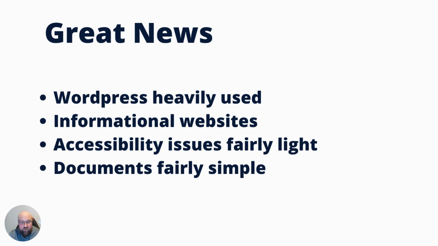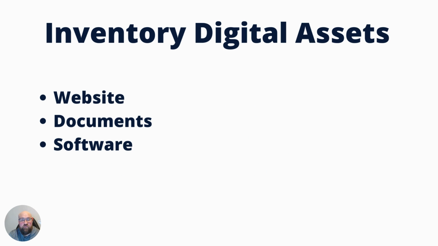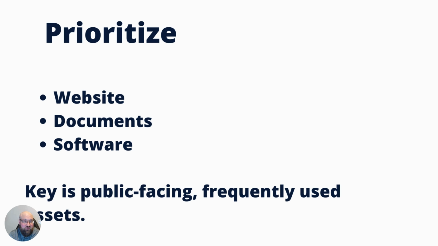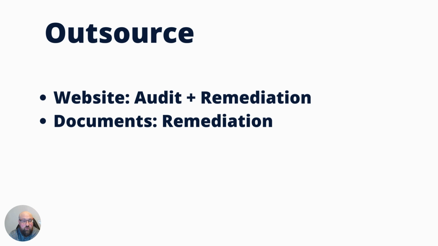So, all encouraging signs. The first thing you need to do is inventory your digital assets. On this slide, I have website, documents, and software. That's where I would start, with my website and my documents. On this next slide, I'm going to prioritize the website and the documents and then the software. The key is going to be the digital assets that are publicly facing, the digital assets that are most frequently used. We want to make sure that we are remediating those first and making them fully WCAG conformant.